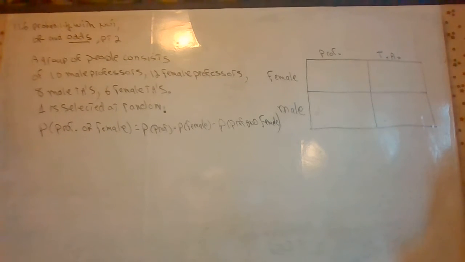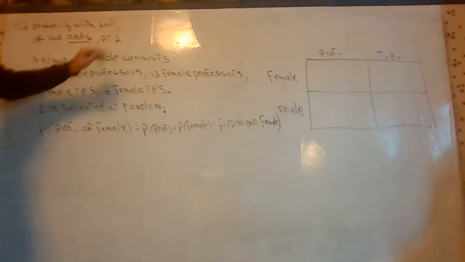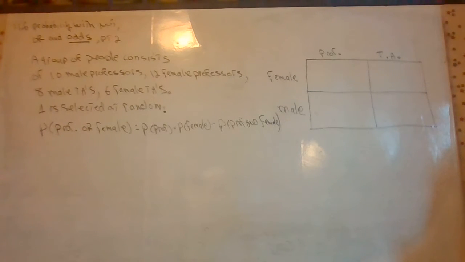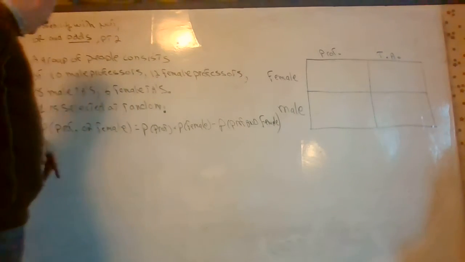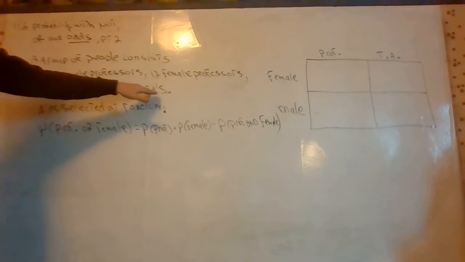Probability of not, or, and odds. We're going to talk more about or here. This is part 2 of 11.6. Suppose we have a group of people that consists of 10 male professors, 12 female professors, 8 male TAs, and 6 female TAs.